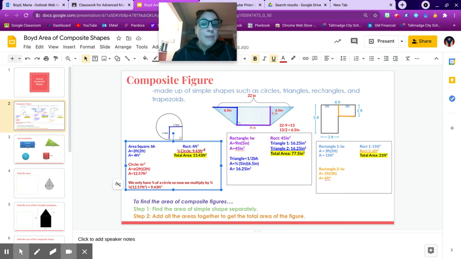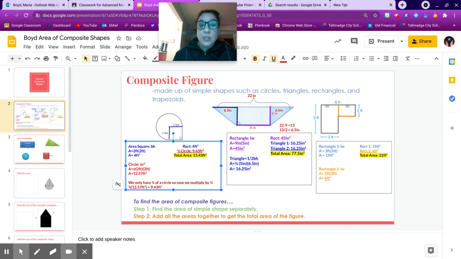A lot of the problems dealing with circles are usually not a full circle. Most of the time, they're a half circle or a semicircle, or like in this case, 3/4 of a circle. So all you're going to do in those cases is find the area of the circle like normal, and then multiply it by the fraction of the circle that you actually have in your figure. So that's all you're going to do today.